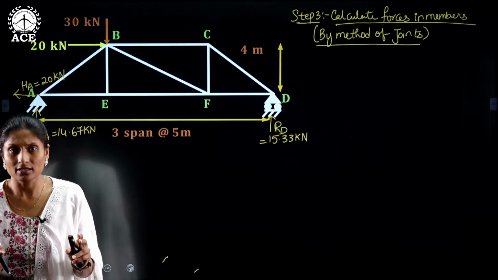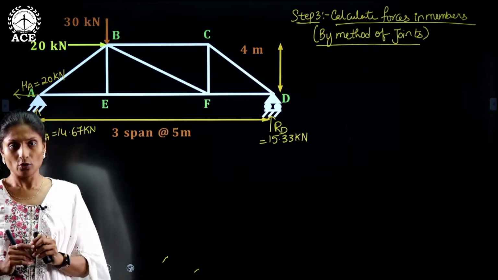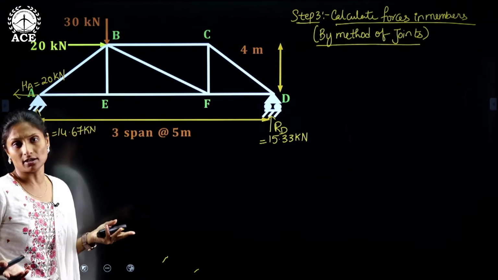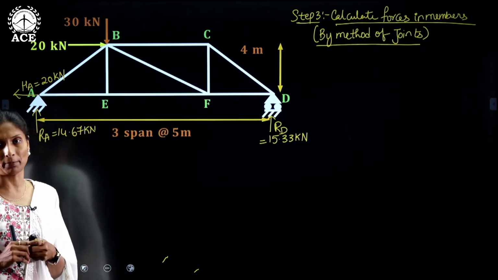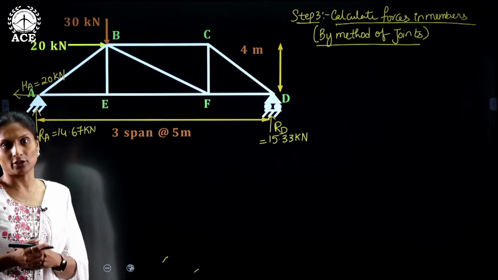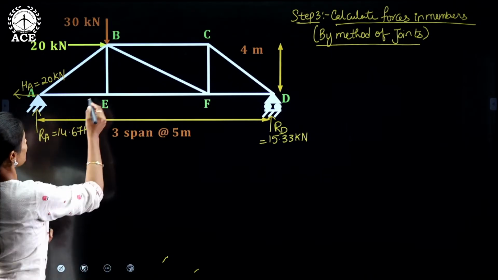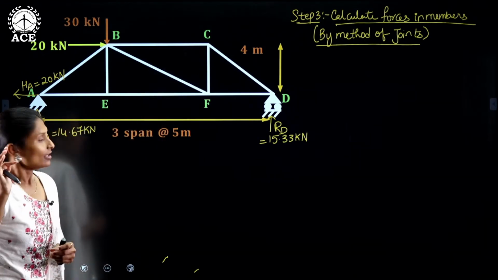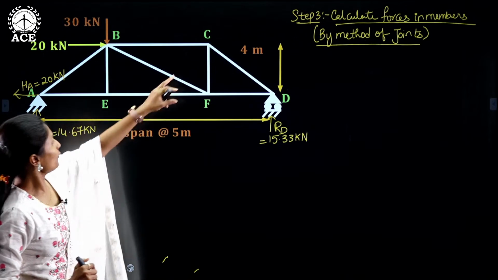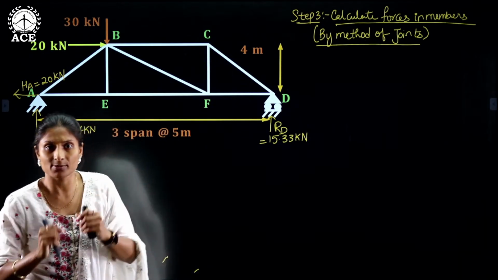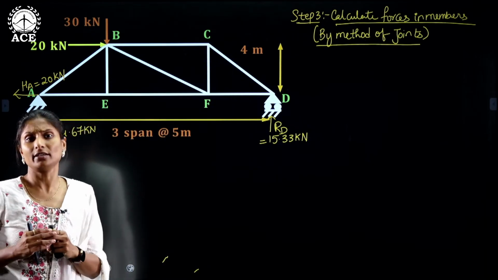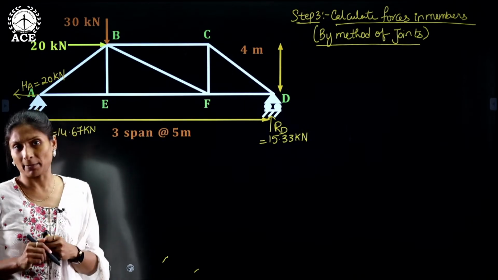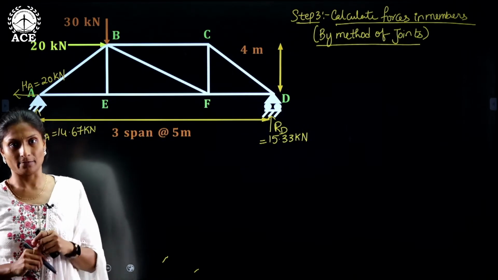So we cannot apply rule number 2. And there is no single member here, so rule number 1 also we cannot apply. Let's see whether we can apply rule 3 or not. At C, there are 3 members meeting, but all 3 members are in different lines. So we cannot apply rule number 3 at C.